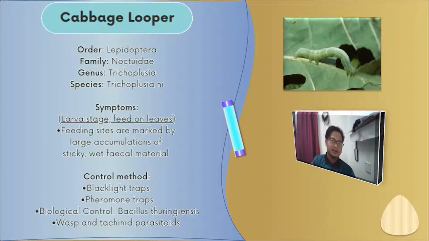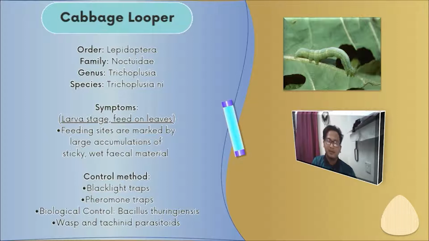Cabbage looper can damage cabbage at the larva stage by feeding on the leaf. What symptoms can we see from the cabbage looper? The cabbage looper feeding sites are marked by a large accumulation of sticky, wet fecal material.